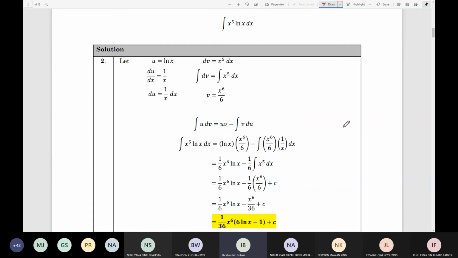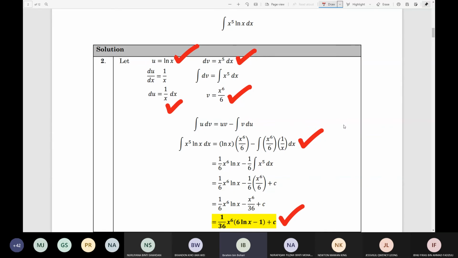Ini all check saja. So u here equals to the ln x, and du equals to the 1 over x, and dv here x power 5, and v here equals to the x power 5 over 6. Ya. Dan selebihnya, you buat macam biasa, integration by part. uv ln x times x power 6 over 6, and minus v du. Dan dapatkan jawapan. Okay. And denominator here equals to the 1 over 36. Ini pun sama juga. This one 1 over 6 here times 6. And answer here equals to the 1 over 36. Dapat jawapan.